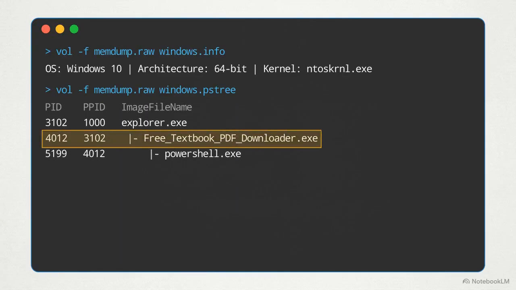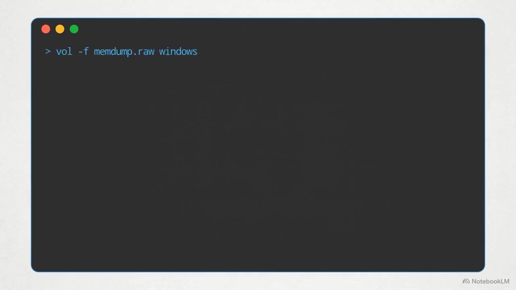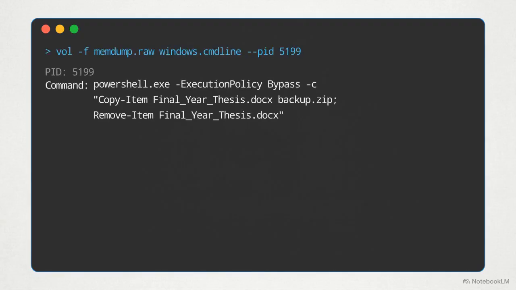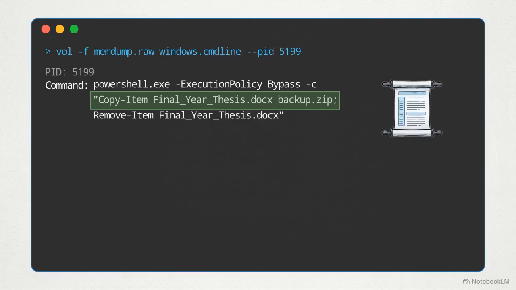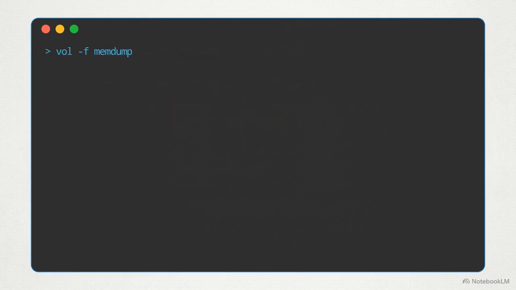We find the Trojan executable, and nested directly underneath it, the active PowerShell process. The Windows.cmdline plugin reveals the script's true function. It executed a copy item command, duplicating the thesis into a hidden archive named backup.zip, before wiping the original file from the Documents folder. To find where the data went, we use Windows.netscan.